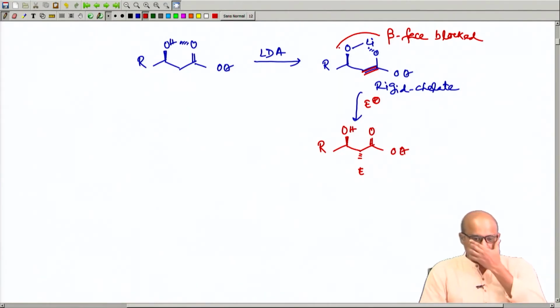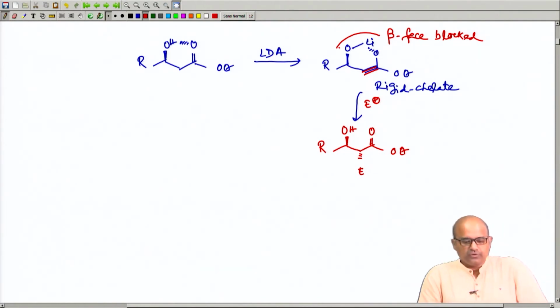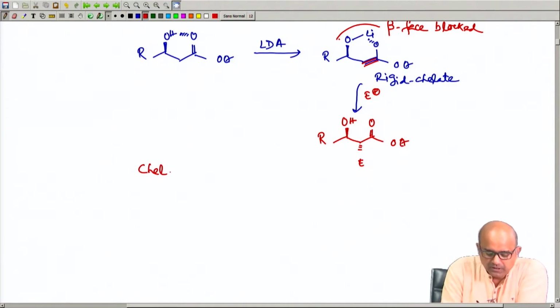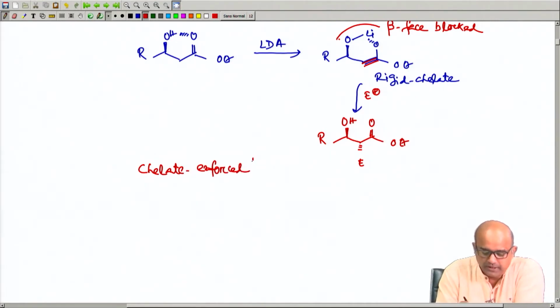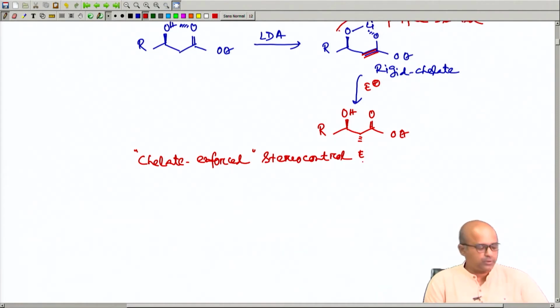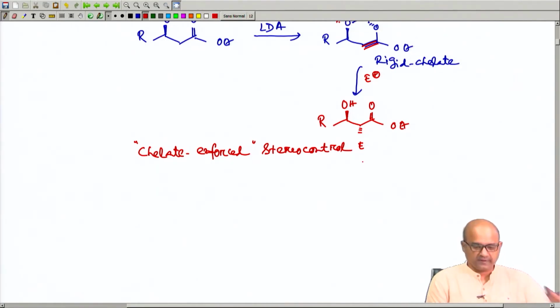You can try to explain the drawing from a different perspective also, but this will serve your normal purpose. So, for hydroxy acid or this kind of hydroxy ester, you can find that this chelate is enforced, and you can call it chelate-enforced stereo control. Such stereo control is pretty good, and you can have a predictable amount of selectivity for a series of compounds.